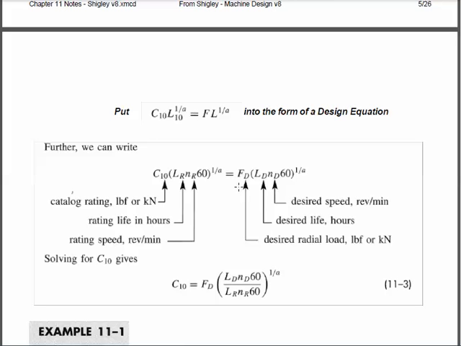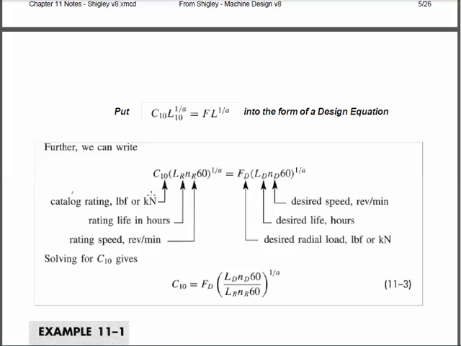So what will I treat as unknown over here? What I'll treat as unknown is the C10 value. So the question is, what bearing do I pick out of the catalog? Meaning what load, minimum load number right here, will I pick out of the catalog so that that bearing will meet these requirements? Well, the L10 life, or the life in hours, is typically a constant, the same number for every bearing in the catalog.